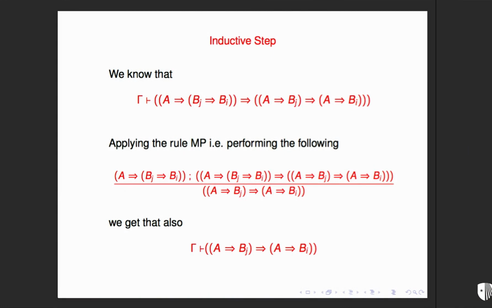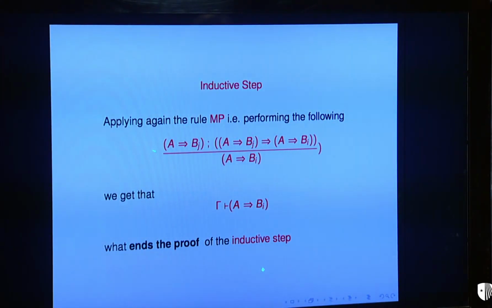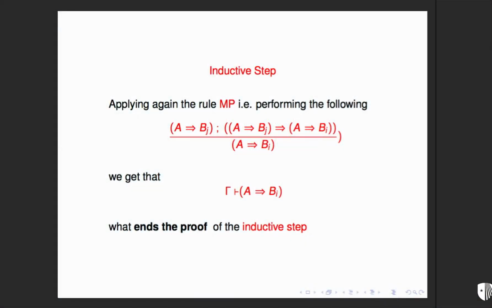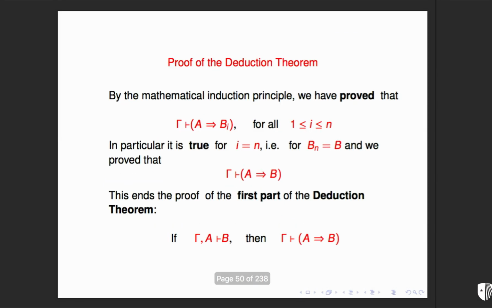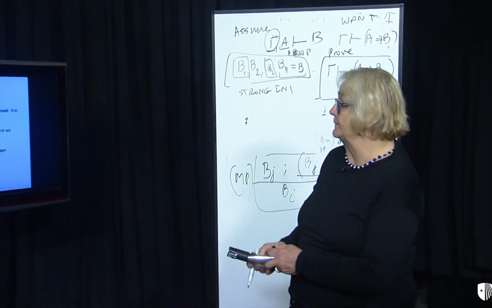By monotonicity, I can put gamma in front, and again you can apply modus ponens because I have a proof of that. I can cut this and I have a proof of gamma, A implies Bi. That ends the proof of the inductive step. So the inductive step ends the proof because it means that it holds for all i, and in particular for Bn equal B. So we prove gamma implies A implies B, and that is the first part of the deduction theorem, and that also gives you how to construct that proof.